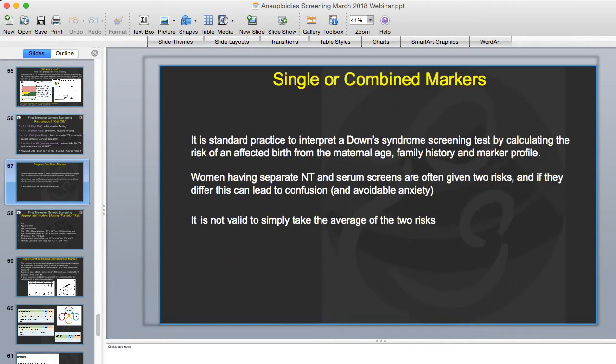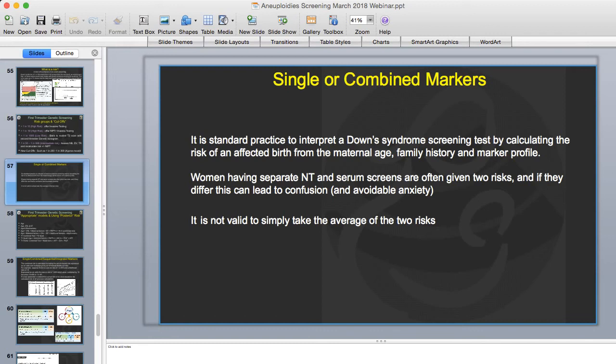Now, do also remember that a lot of people are giving a radiology risk or an ultrasound risk, which is maternal age plus ultrasound markers. Then a lab is giving maternal age plus maternal characteristics plus biochemistry, and they're completely different in terms of risks. And you can't take one, add the other, get a mathematical average and give a final risk. No, it has to go into a proper formula.